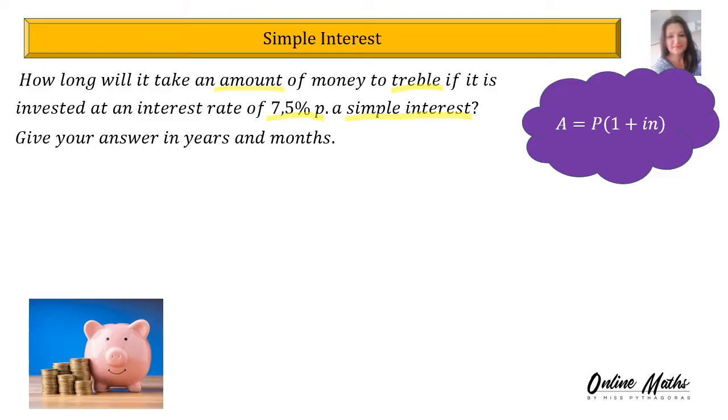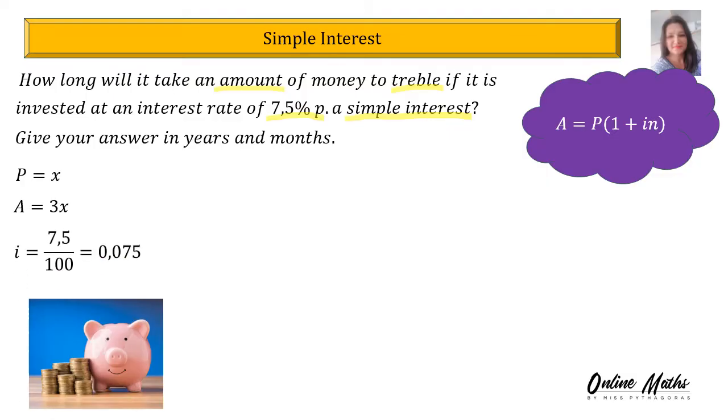Now we start with examining the question. P, we don't know, an amount of money, so we call that one x. And remember, P means the principal amount, the amount that you start with. A is the end amount, and in this case the money trebled. That means x times 3.